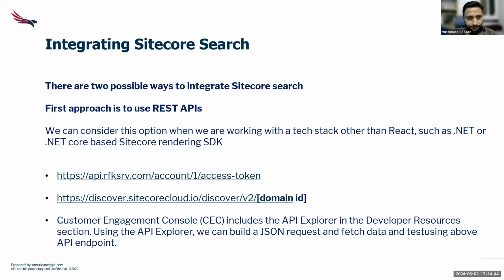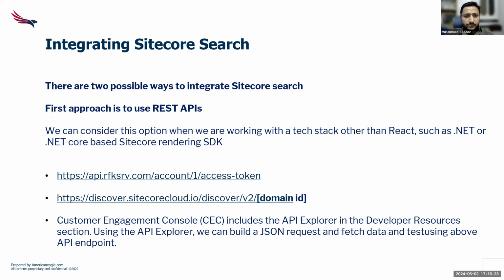Thanks, Jared. There are two possible ways to integrate Sitecore Search. The very first approach is to use REST APIs, which we usually use when we are working in a non-React environment, like .NET-based projects or any other tech stack. We have a couple of endpoints which we can use to retrieve data, and all of the credentials can be managed from the Customer Engagement Console, which is our Sitecore Search portal. We can also explore these REST APIs directly from the Customer Engagement Console.